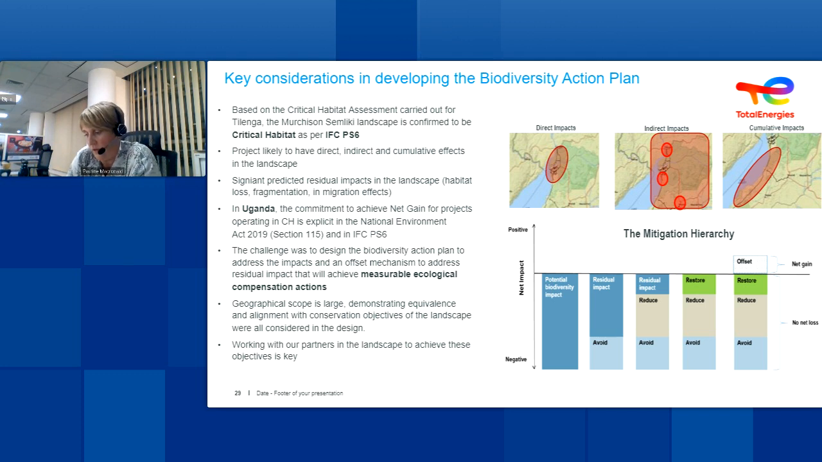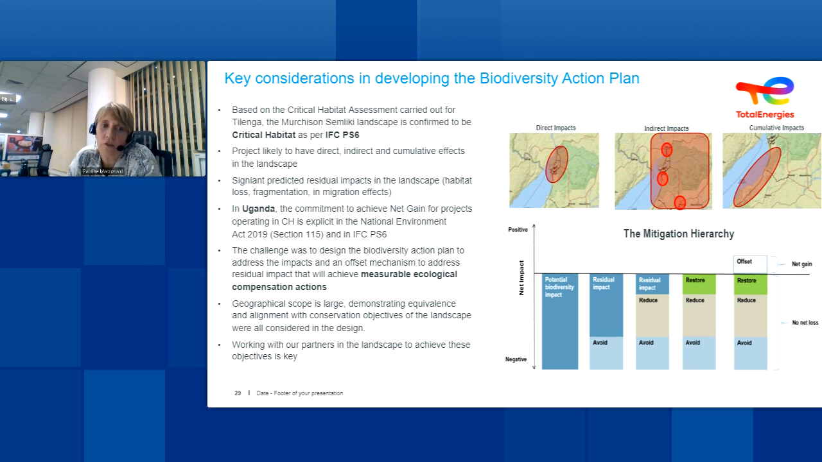We were also helped by the fact that Uganda has developed its biodiversity policy pretty much in tandem with the project, and some of my colleagues here in Uganda have been inherently involved in developing the policy framework, which culminated in the coming into force of the Environment Act. It's very explicit in terms of projects operating within critical habitat, and it's written into the legislation of the country that a net gain has to be achieved for biodiversity for those types of projects.